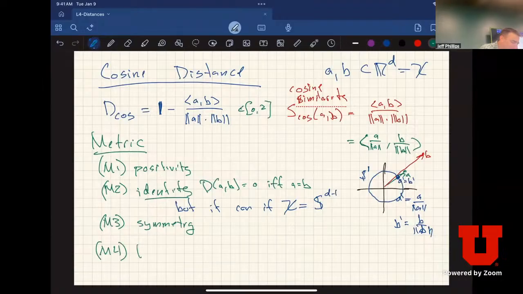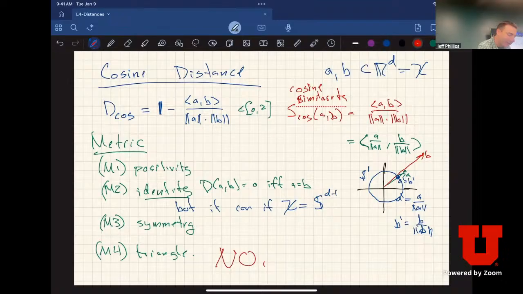Does it satisfy the triangle inequality? Yeah, this is kind of tricky to think about. The answer is no. It does not satisfy the triangle inequality.